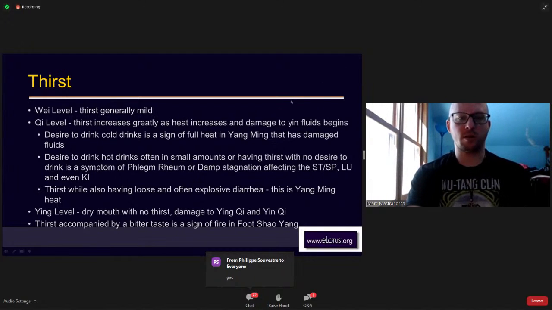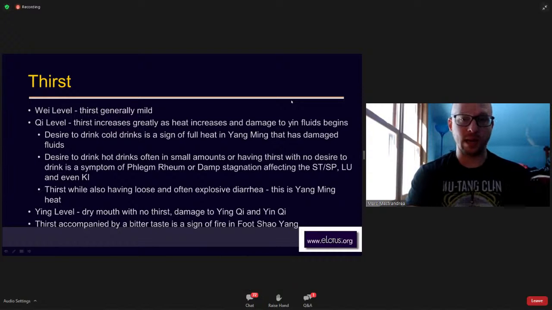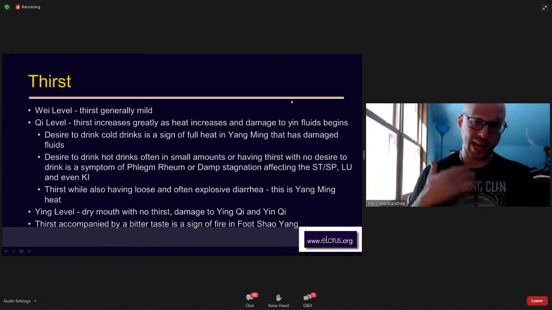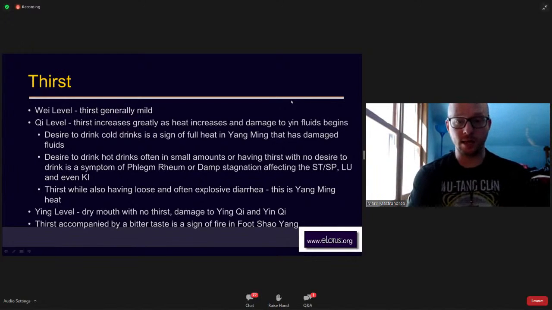Thirst while having loose or often explosive diarrhea is a sign of yang ming heat. You can have constipation in yang ming heat, but you can also have diarrhea if the body's trying to clear heat out of yang ming and it hasn't completely dried the yin in the yang ming intestines, the yang ming bowels. Then you can have explosive diarrhea first.